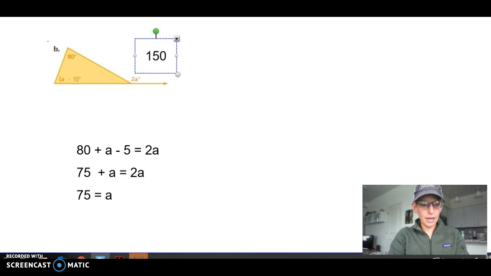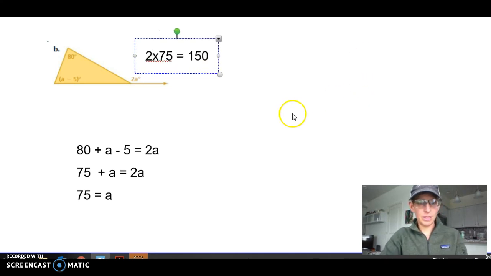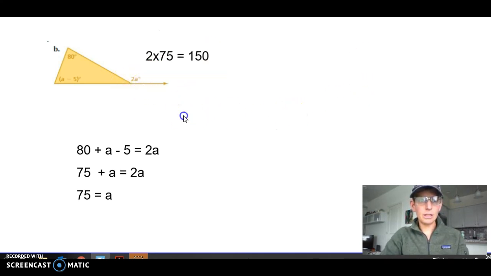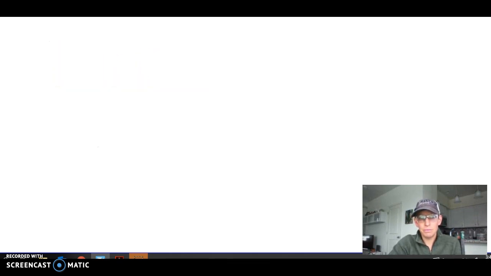I guess I should write that out. 2 times 75 equals 150. So our exterior angle here will actually equal 150. Even though that just took a few more steps, we still used the idea of adding the non-adjacent angles to find the measure of the exterior angle opposite.